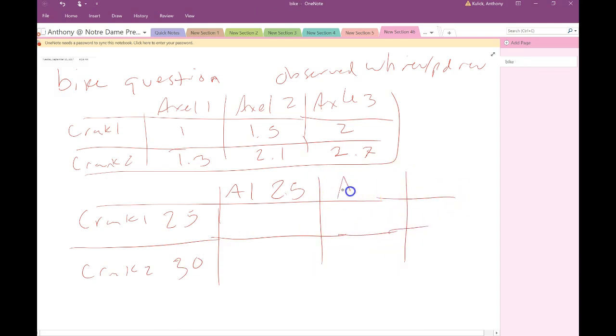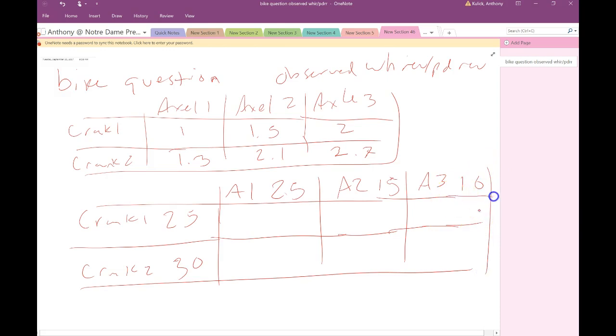And then maybe A2 is 15. And then maybe A3 is, oh, I don't know, they got to make this work, maybe 10. So I might ask you to calculate these gear ratios. So you need to remember how we calculated a gear ratio. Does anybody remember how to do that?